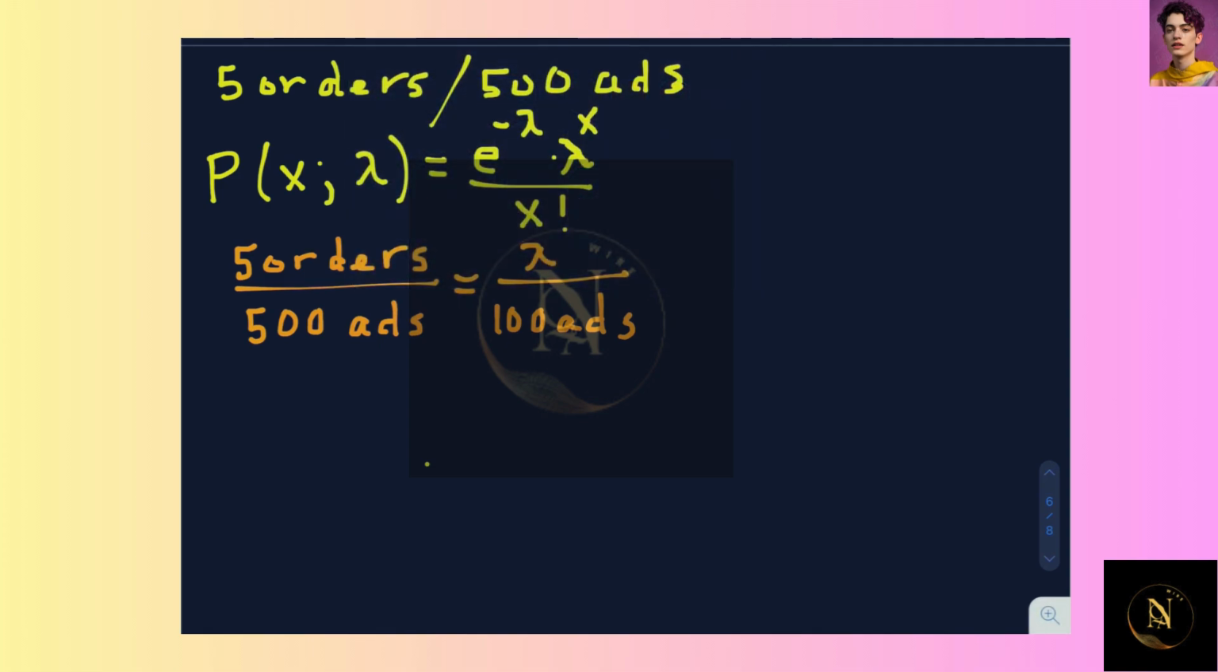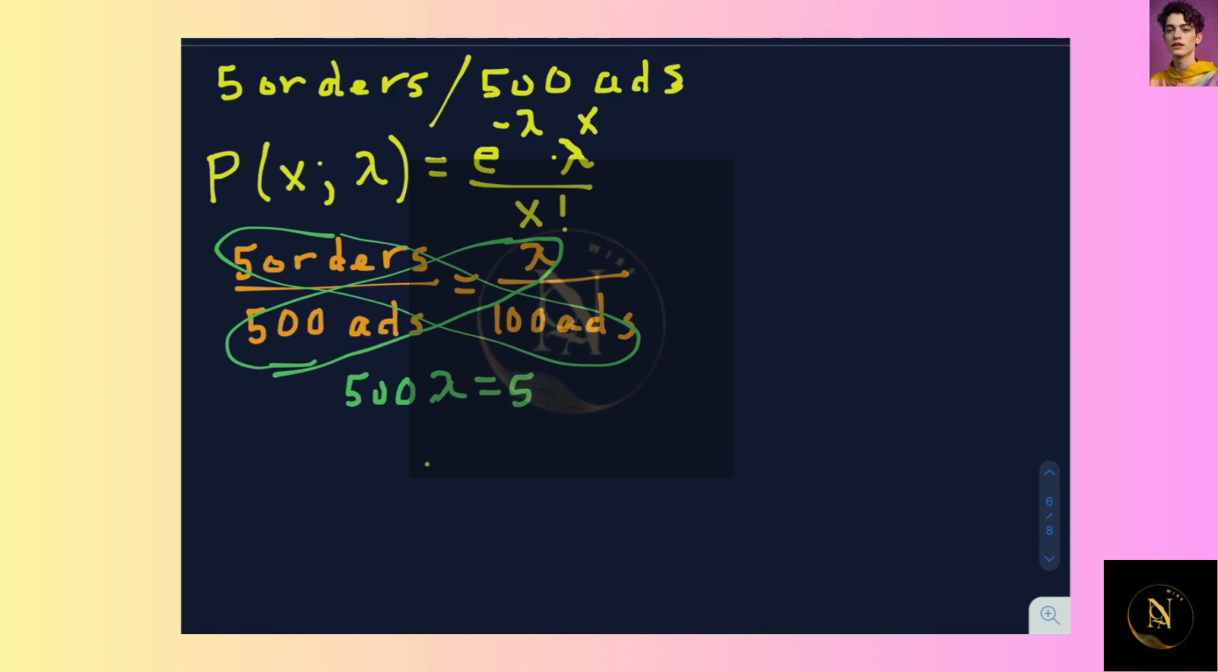And if we do our cross product, we multiply, we would end up with 500 lambda equals 500, or lambda equals 1. So we know that we average 1 order for every 100 solicitations or ads that go out.